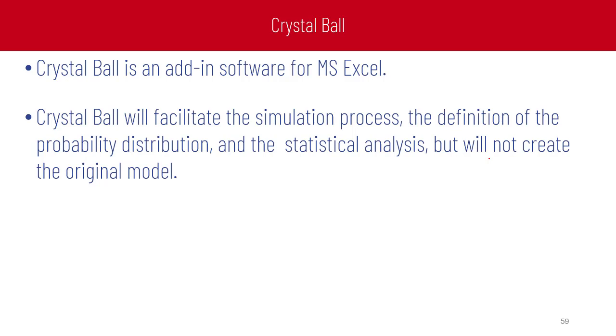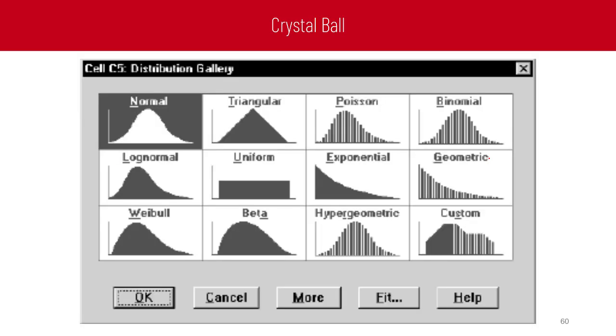One of the software packages used in running the Monte Carlo simulation is Crystal Ball, as well as @Risk software and Primavera risk analysis. We here consider Crystal Ball. Crystal Ball is an add-in software for Microsoft Excel. Crystal Ball will facilitate the simulation process, the definition of the probability distribution, and the statistical analysis, but will not create the original model. In Crystal Ball, we have the option to select from the distribution gallery.